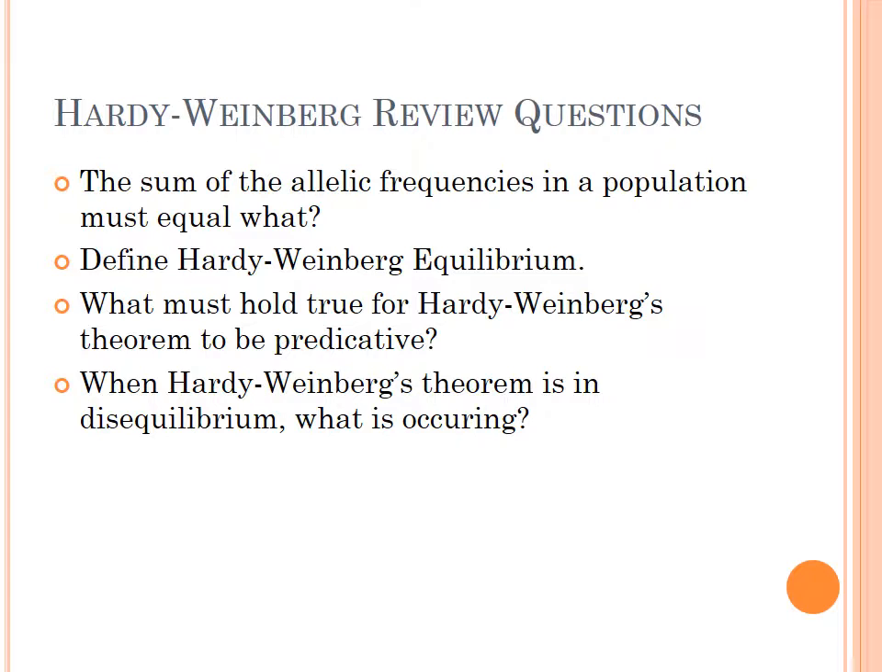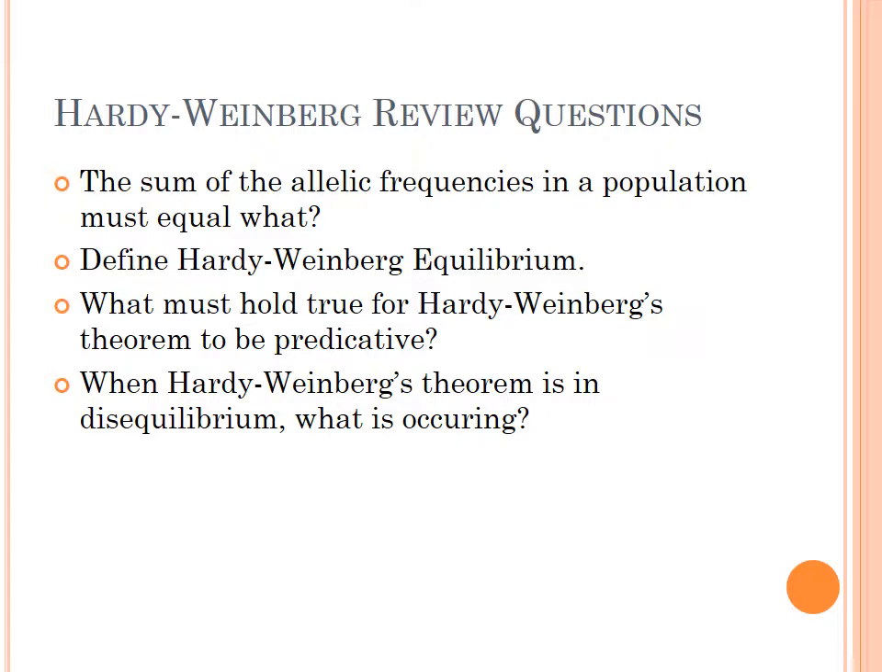So it's Hardy-Weinberg. What's the sum of the allelic frequencies in a population? What does it all have to equal? 1. Whenever you have p plus q, you get 1. p squared plus 2pq plus q squared equals 1. So Hardy-Weinberg tells you the frequency of the genotypes in the next generation.